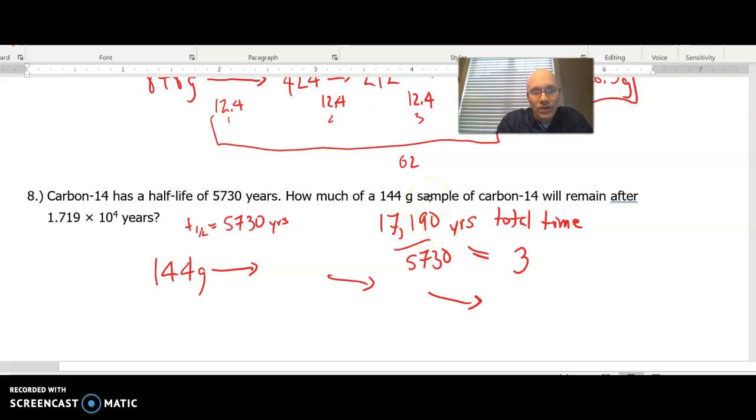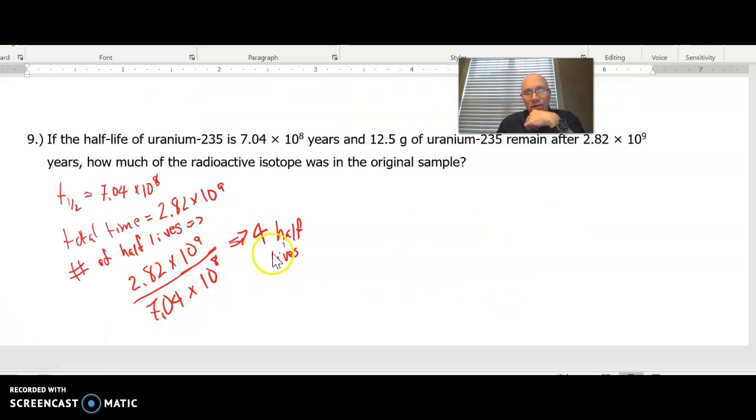So we just keep cutting that in half. That's going to be 72. Taking 72, dividing that in half, that's going to be 36. 36 divided by 2 is going to be 18. And that's going to be grams. So we can do the math here and figure out that that would be a total of 4 half-lives.